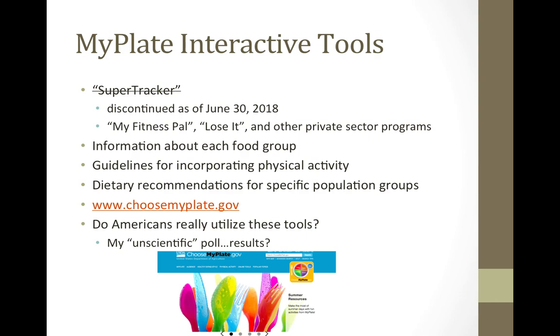Now, when you go to the Choose My Plate website, like I said, you will see a lot of information. It's pretty overwhelming at first when you go onto there. But they used to have a program on the website called Super Tracker, and it was there until June 30th of this year, 2018. And it was a program used to assess your diet and activity, and you could input your diet and activity levels, and it would give you recommendations on it.